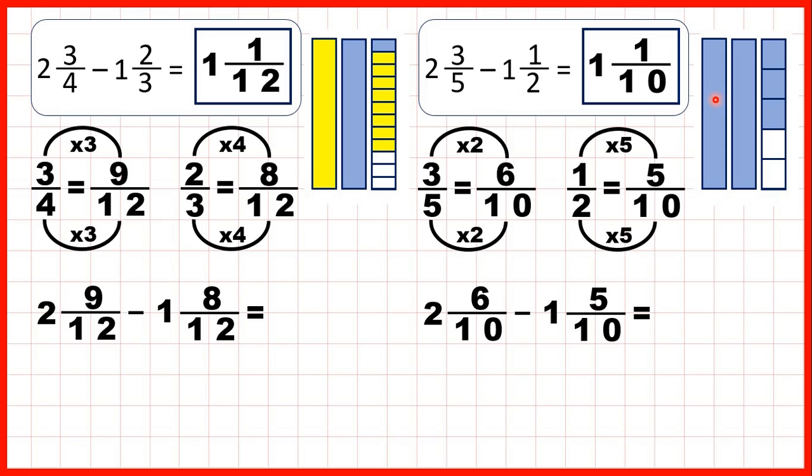Then we started with 2 3/5, but we saw that 3/5 is the same as 6/10. We're subtracting 1 1/2, but 1/2 is the same as 5/10. So if we take 5 of those tenths away, that leaves us with 1/10 in blue, and if we subtract the 1 whole, that leaves us with 1 1/10 as our answer.